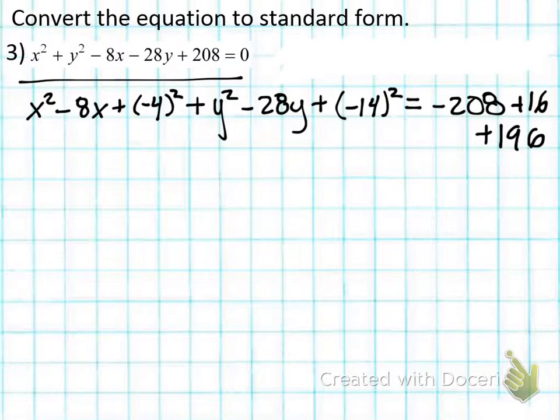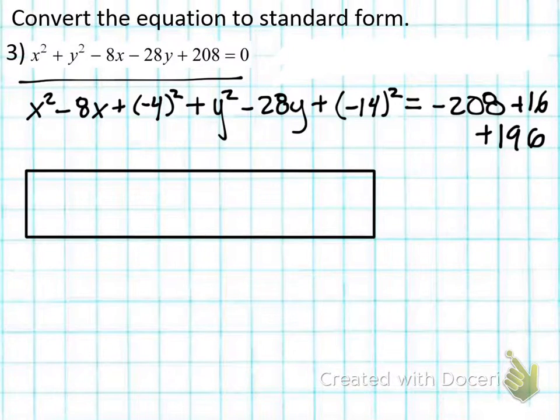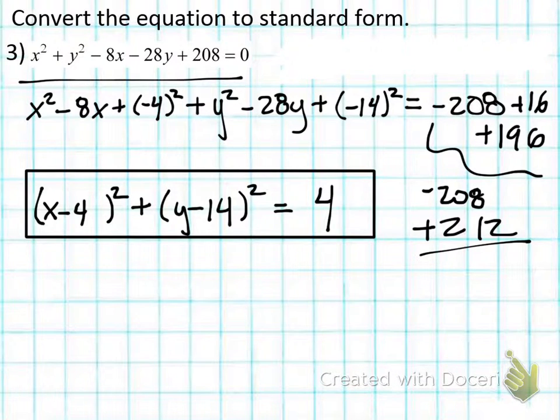Okay, go ahead and show me your final answer. I want to see what did you get for your standard form equation. Write that on your iPads and show me them in a few seconds here. Okay, so this is the standard form equation that we got. The negative 4 drops down, so we have x minus 4 squared. The negative 14 drops down, so it's y minus 14 squared. And then on the right-hand side, it's negative 208 plus 212, which gives us 4. So that would be our standard form equation.